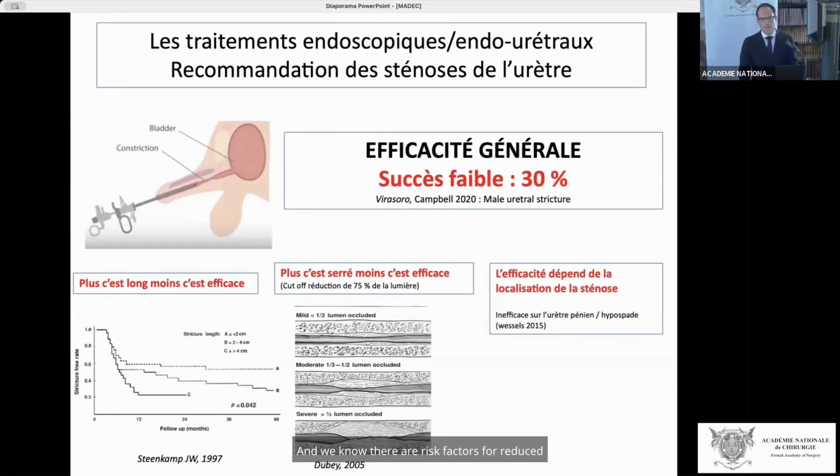And we know there are risk factors for reduced success, especially if the stricture is long, if the stricture is more than 2 centimeters. At that point, endoscopic treatments are very ineffective. If the stricture is very tight, and even more so if there's complete obliteration, then the failure rate is very high. And the effectiveness of endoscopic treatment also depends on the location of the stricture. It works very poorly on the urethra, on the penile urethra, for example. Well, not everything should be discarded, though. If we have a stricture of less than 2 centimeters in the bulbar urethra, then when we perform a urethrotomy or a dilation, we have higher success rates, around 60%.